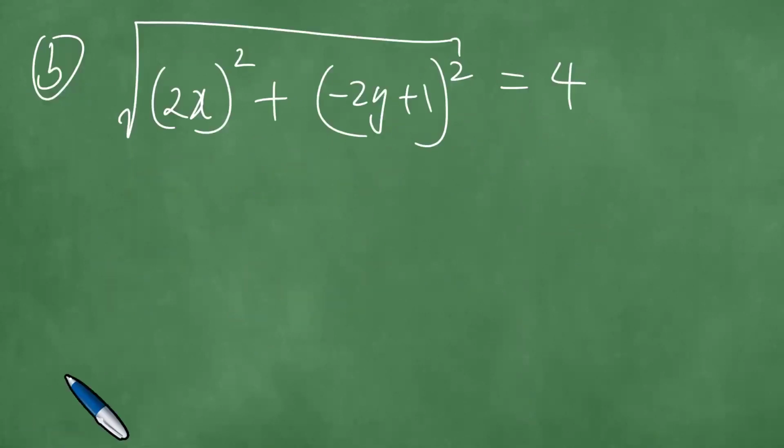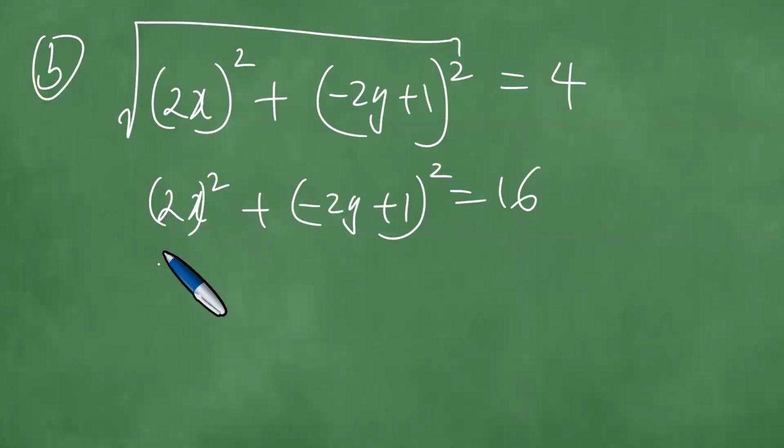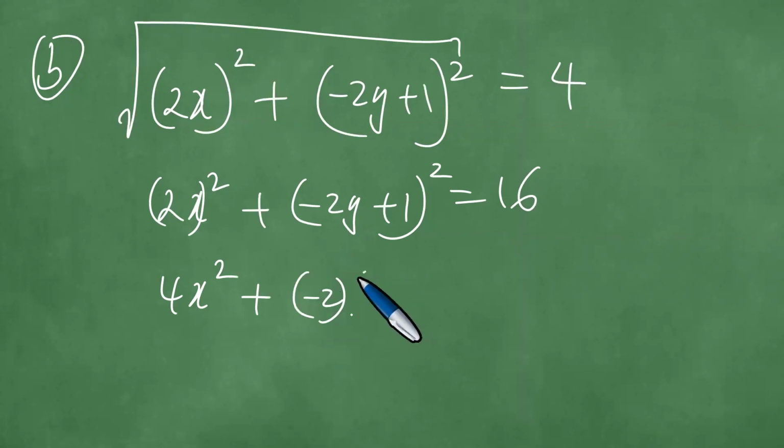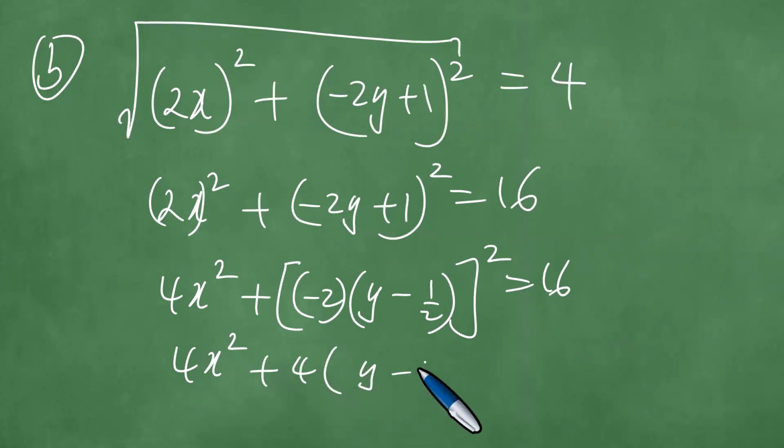And then what are we getting here? If we square both sides of this, you get 2x squared minus 2y plus 1, and you square this, it's 16. And if you square this, it becomes 4x squared plus. Here we can factor out minus 2, and then you have y minus 1/2, which is 16. Which is 4x squared plus 4 times y minus 1/2 equals 16.